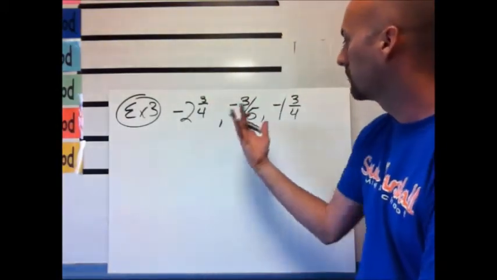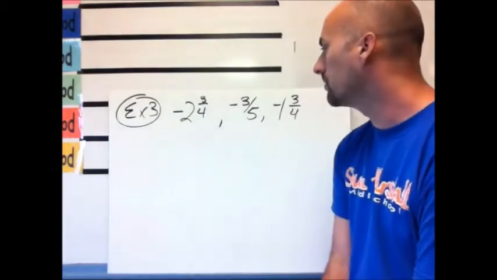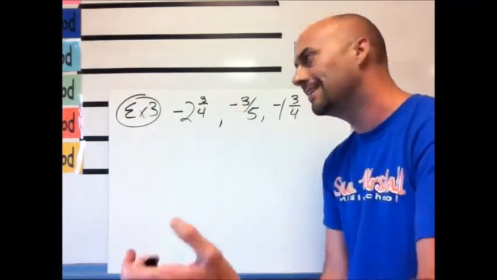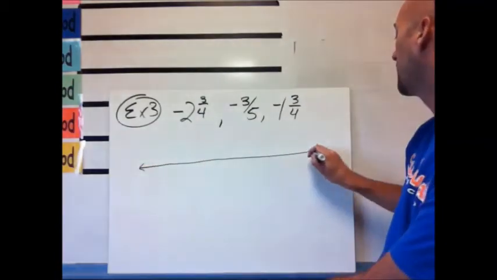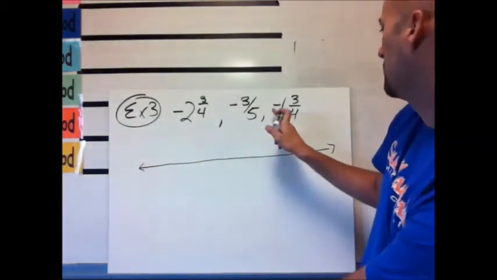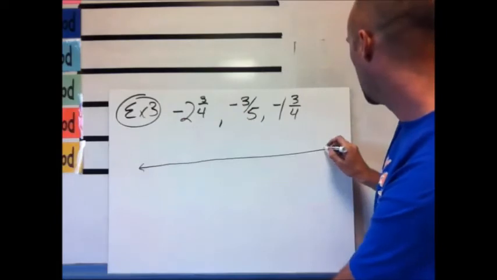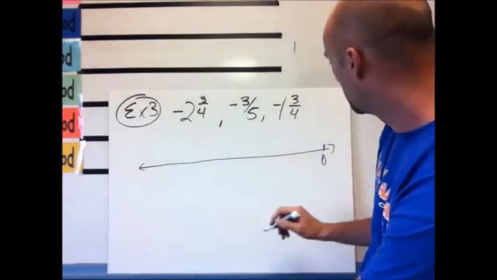Look at this one. We got 3 things here, and we want to compare and order them. We want to put them in order from least to greatest. Let's do least to greatest this time. So I'm going to draw my number line out here. And I notice that they're all negatives, so I know I'm working that direction.